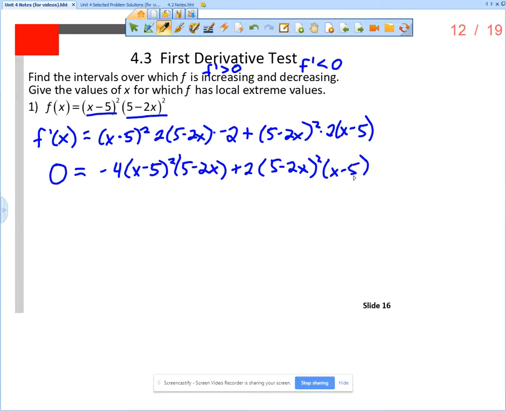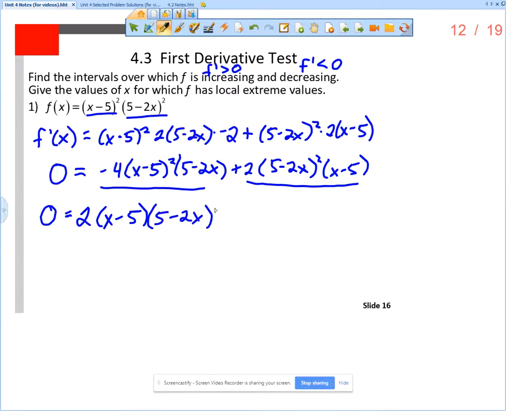All right, so now I have two things added together, so I'm going to try to factor. First of all, I can factor out a 2. I've got an x minus 5 squared and an x minus 5 to the first, so factor out the lower power, x minus 5 to the first. I've got a 5 minus 2x to the first and a 5 minus 2x squared, so I factor out a 5 minus 2x to the first. Then remaining, I took out a 2 from a negative 4, so I have a negative 2 remaining, and I have an x minus 5 to the first. And then I have a plus. Now I took out the 2, but I have a 5 minus 2x to the first remaining.